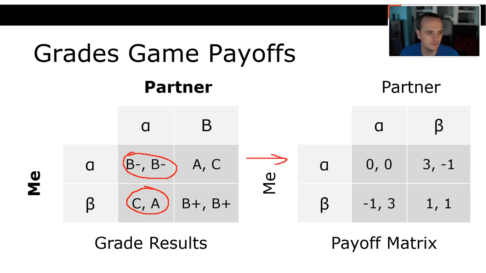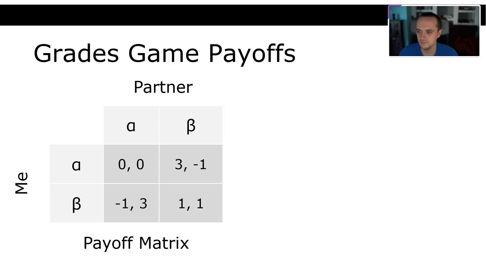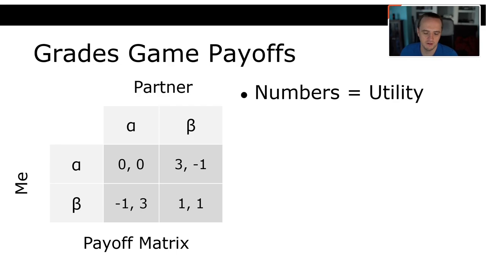So if we look at that, and we assign these outcomes, the grade results, payoff values, then what we get is this matrix, right? And so now we're assuming that both me and the partner are greedy. So for example, if we both get a B minus, we both think that's about equal. If we both get a B plus, it's a little bit better grade, so I'll put it up a little bit, but they're both about equal. If I get a C and my partner gets an A, well, I don't like that. I'm worse than my partner. But if I get an A and my partner gets a C, then I like that because I'm greedy. Right? Okay. So the numbers here, in game theory, we call these the utility.